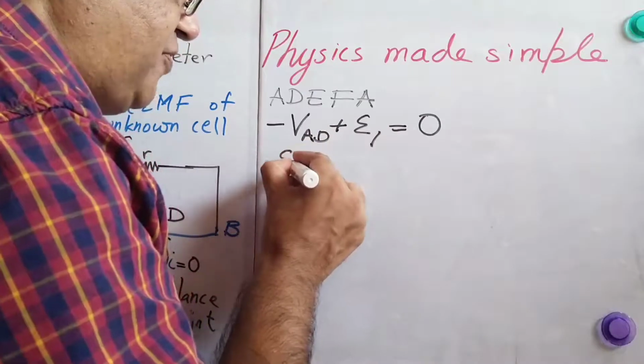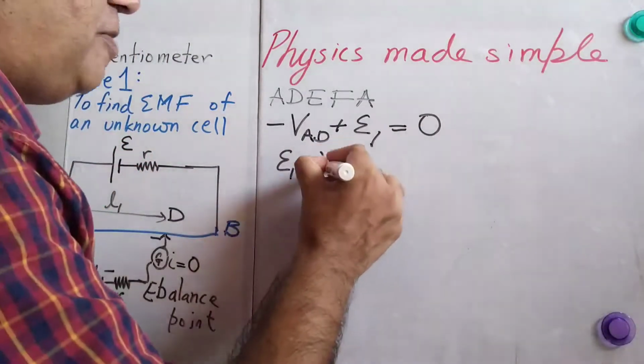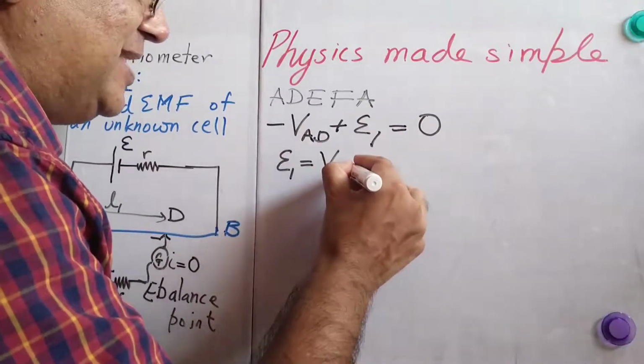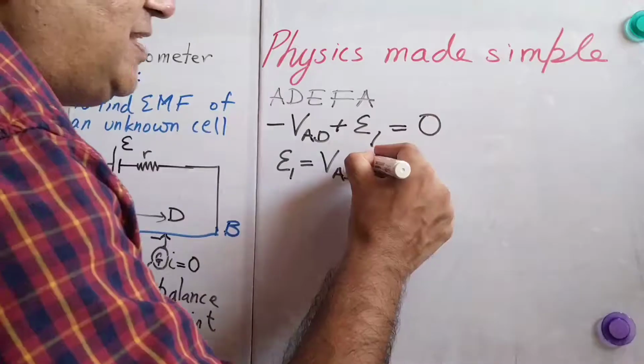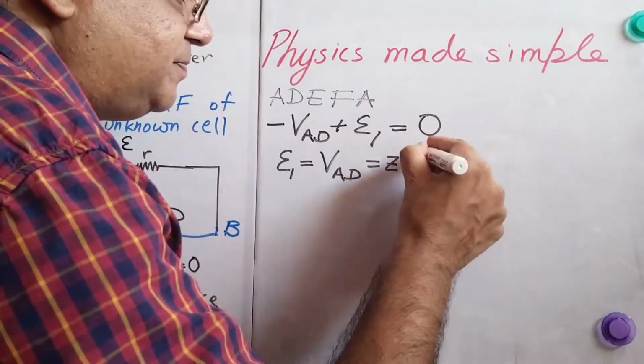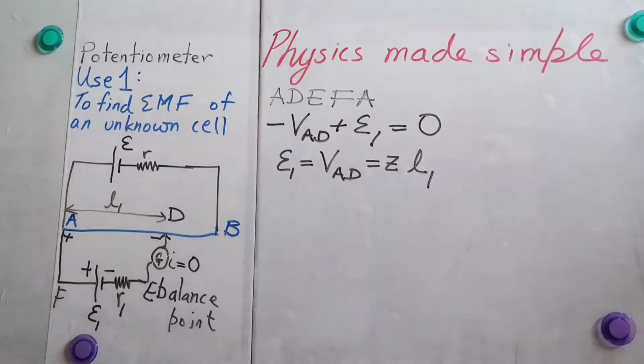Therefore the EMF of the cell is equal to the potential drop across AD, that is length L1 of the potentiometer wire, and this is given by Z into L1 because Z is potential drop per unit length. So potential drop across length L1 will be Z into L1.